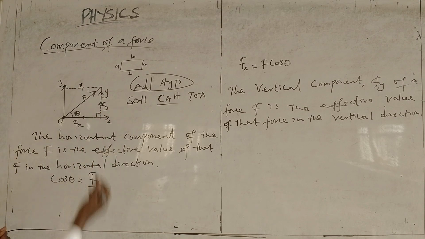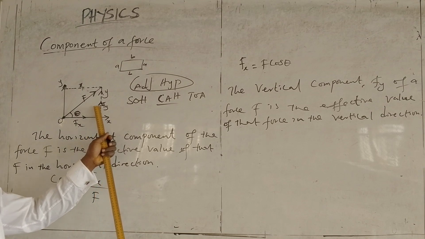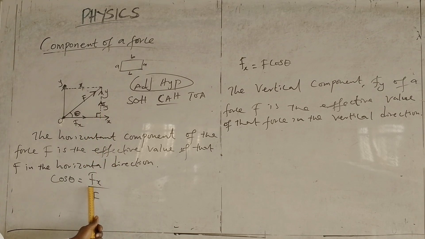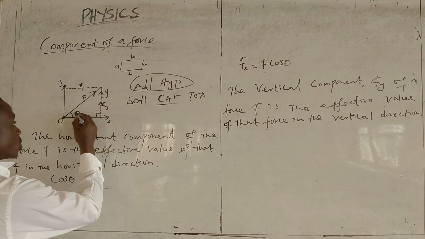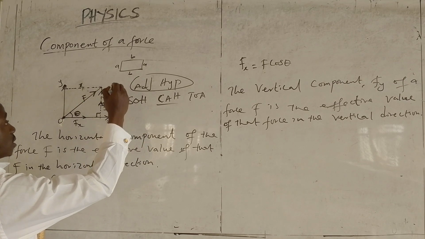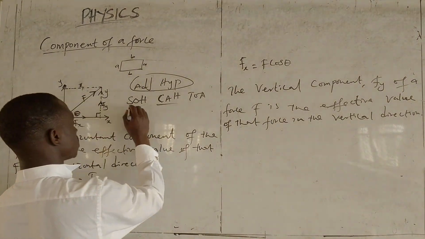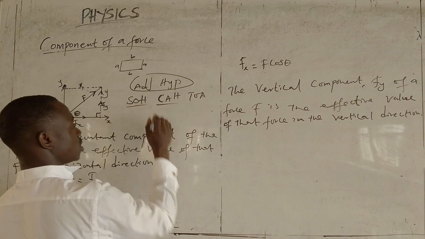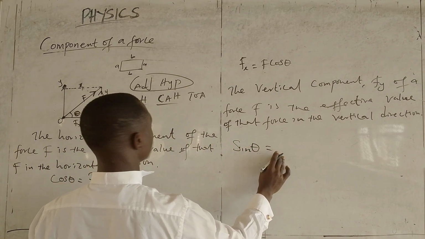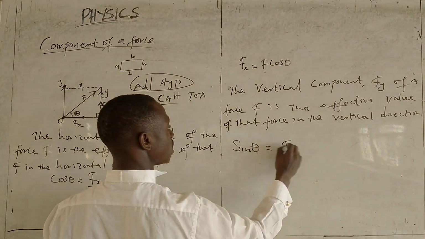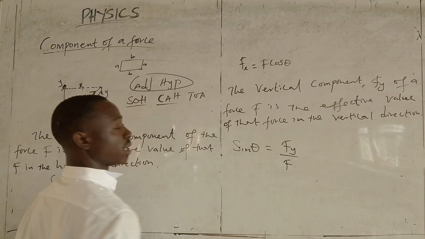So let's look at the relationship between Fy, theta, and F, so that we can also make Fy the subject of the formula, just like we did for Fx. Now, Fy is the opposite to theta, and F remains the hypotenuse. So opposite and hypotenuse, from SOHCAHTOA, that's sine. Now we have sine theta equals opposite over hypotenuse, that's Fy over F.